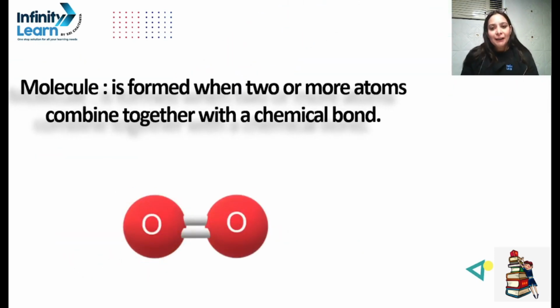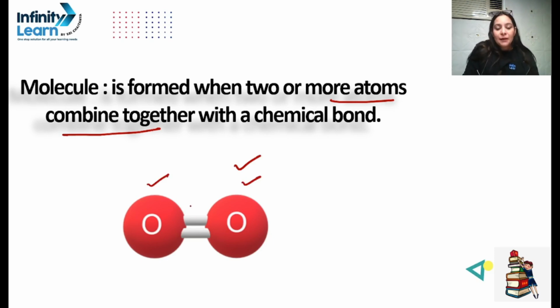Now let me tell you that if we talk about a molecule, a molecule is formed when two or more atoms combine together. Like in the previous example we saw, and we stated this as a molecule because in this you can see that two atoms of oxygen are just combined together, right? And how are they combined? They are linked together basically by a chemical bond. So this is a molecule.